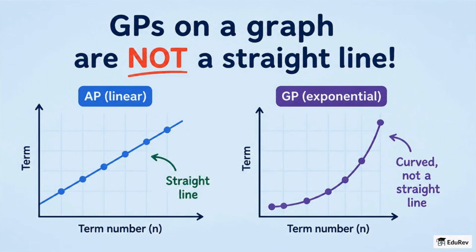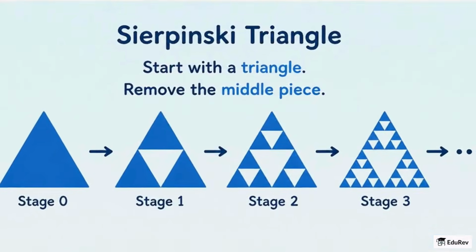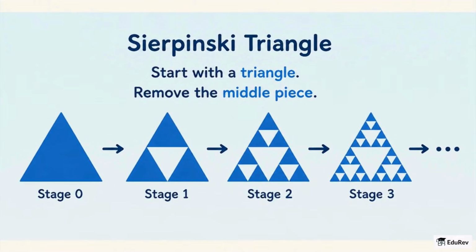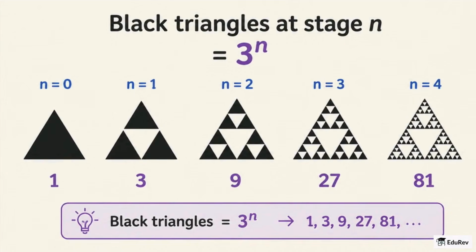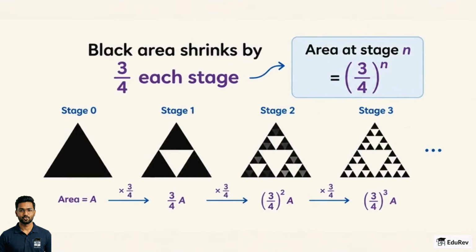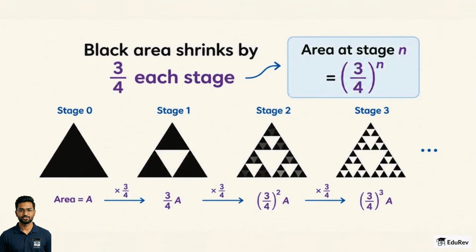A fun recursive pattern is the Sierpinski triangle, where stage 0 is a full triangle and each stage removes the middle piece. The number of black triangles at stage n is 3 to the power n, giving 1, 3, 9, 27, 81, and so on. The area of the black region shrinks by 3 divided by 4 each stage. So, area at stage n equals 3 divided by 4 to the power n.